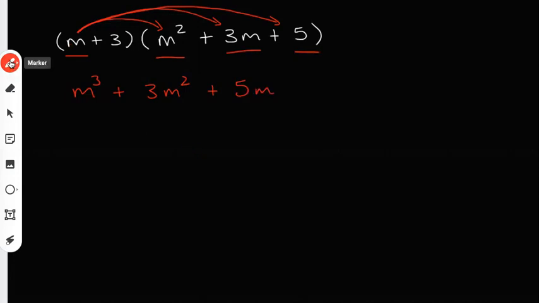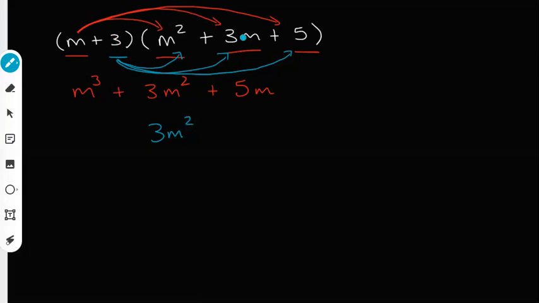I want to change it to a different color, like blue. And I'm going to underline the next term, the 3. And what I'm going to do with the 3 is the exact same thing that I did with the m. I'm going to multiply it by every single term in this trinomial. So I'm going to multiply it by the m squared and the 3m and the 5 in that order. So first I multiply the 3 by m squared to get 3m squared. And those m squareds are going to go together.